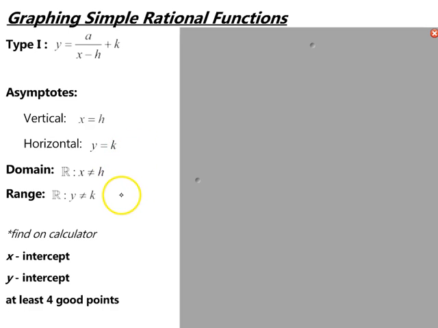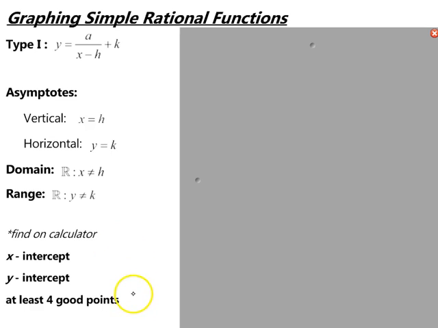Now for the domain and range, these follow just like in the parent graph. The domain and range will both be all real numbers where x does not equal the value of the asymptote. So for the domain, it's all real numbers where x does not equal the value of h. And for the range, it's all real numbers where y does not equal the value of k. Now you'll see in the examples that we work out that I'm also going to ask you for the x-intercept, the y-intercept, and for you to graph at least 4 good points.